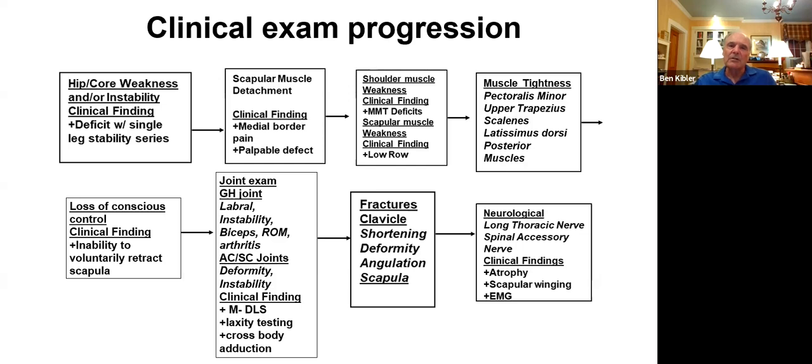Then you do your classical glenohumeral joint exam, AC joint exam, to look for problems there. Then you look, once again, at the bone, to see if there's any problem there. And then you go to your neurologic exam. Now, you can do these tests in this order, but this, once again, establishes the role of the scapula and the causative factors. So that's the quick basics here.